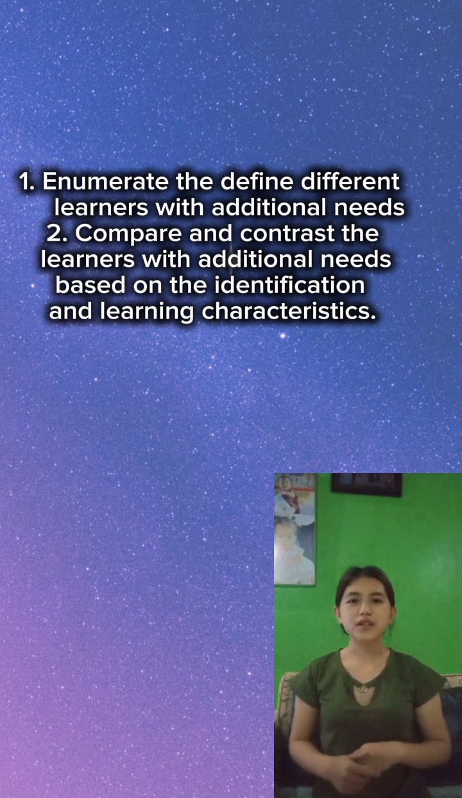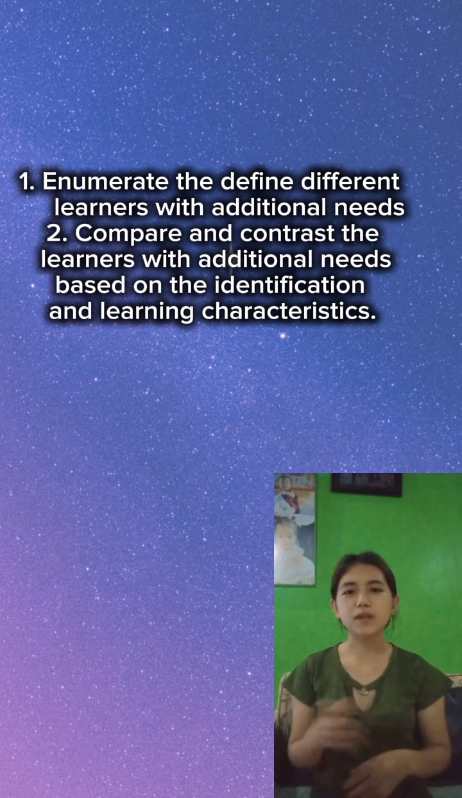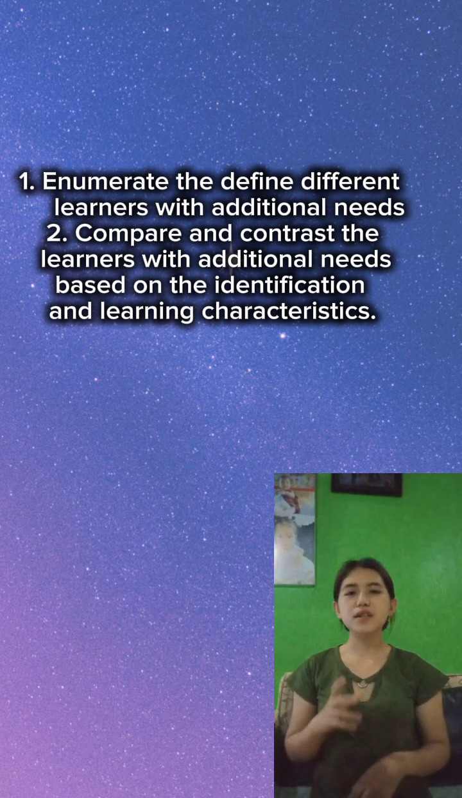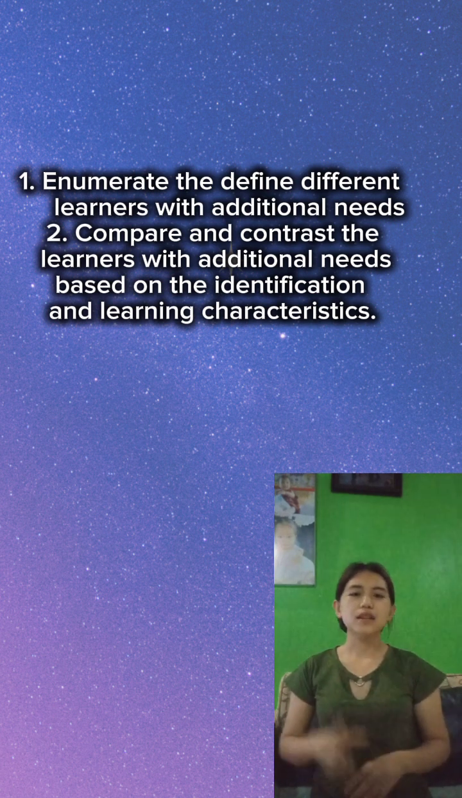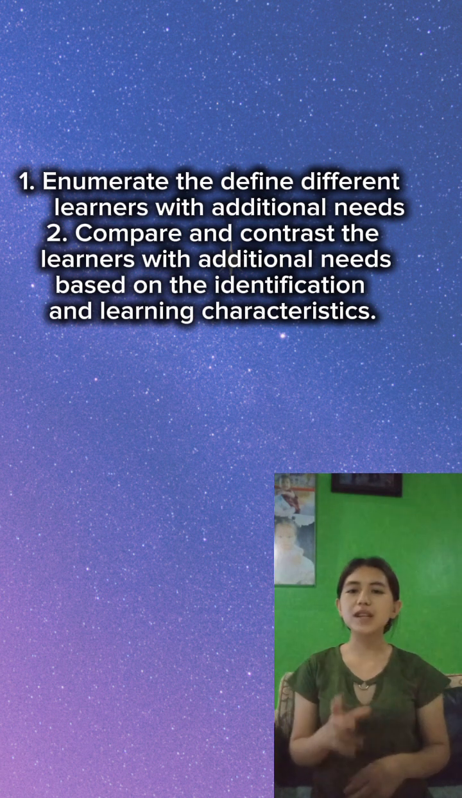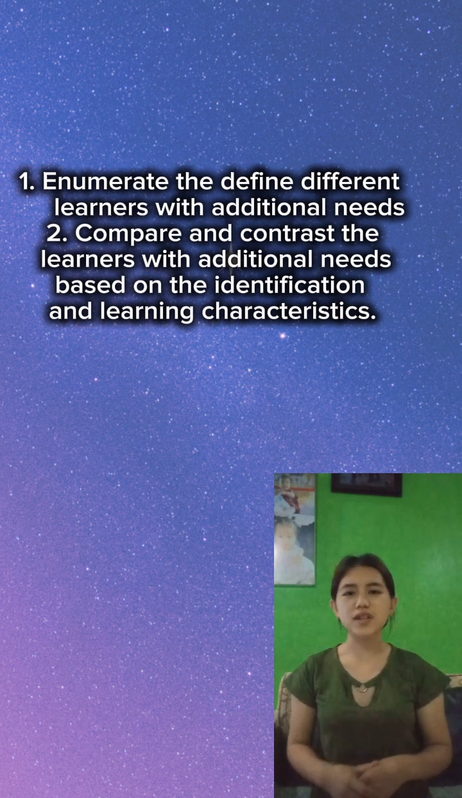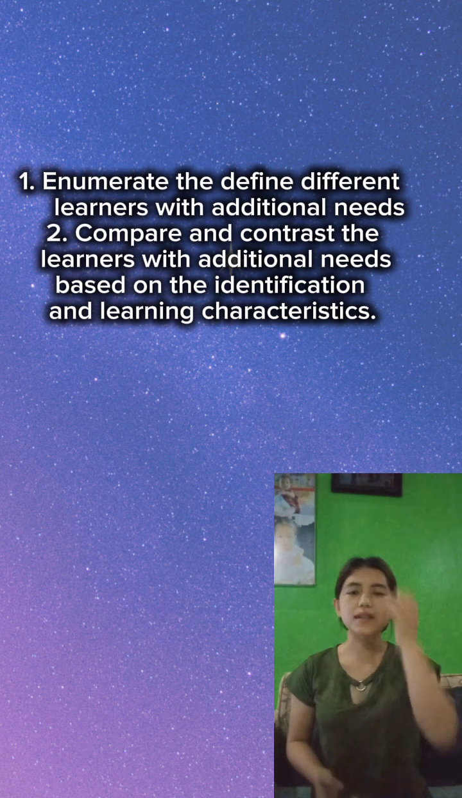The second question is compare and contrast the learners with additional needs based on the identification and learning characteristics. So number one, learners who are gifted and talented. Identification is through exceptional abilities in areas such as academics, arts, or leadership. So the learning characteristics: they often demonstrate advanced skills, quick learning, high creativity, and may require enrichment activities.